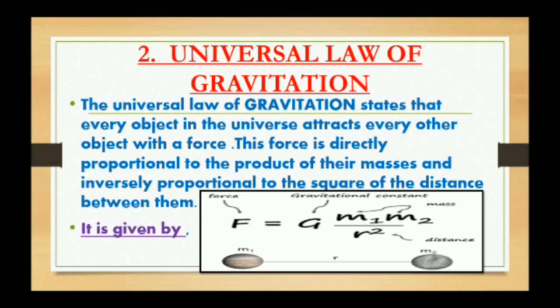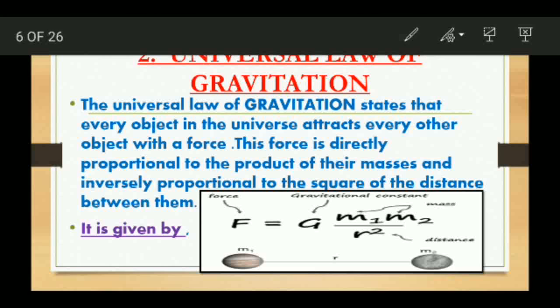This force is directly proportional to the product of their masses and inversely proportional to the square of the distance between them. So, we know that every object attracts each other with a force called gravitational force, and this gravitational force is directly proportional to the product of masses and inversely proportional to the square of distance between them. This is universal law of gravitation.